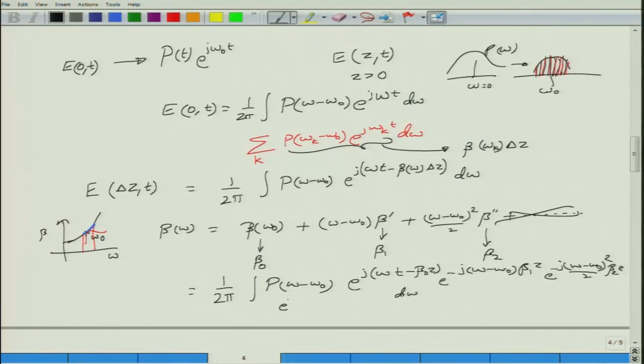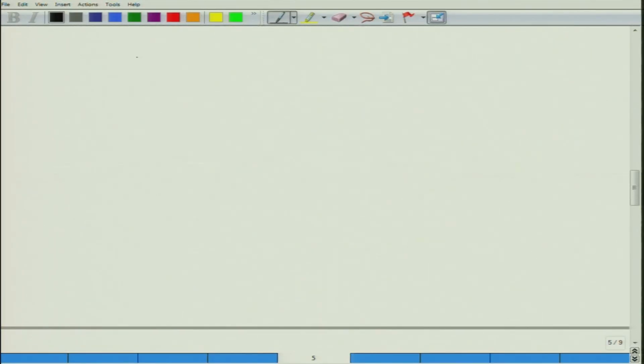If you multiply and divide this by e power j omega naught t, that is, you multiply by this identity inside the integral, you can do that because omega 0 is a constant in this integral. So, you can pair off e power j omega t with e power minus j omega naught t, and then you have e power j omega naught t and beta naught z, which you can pull out.